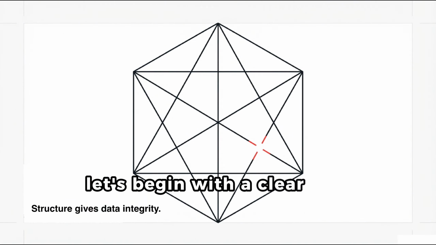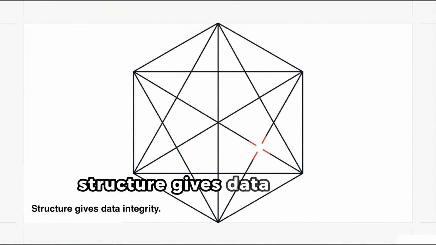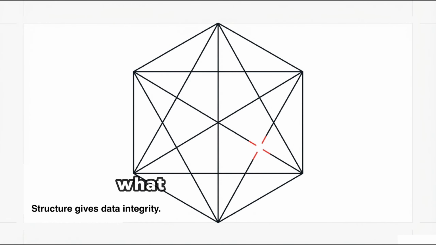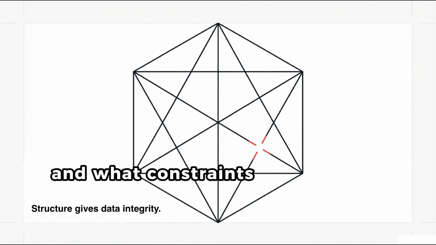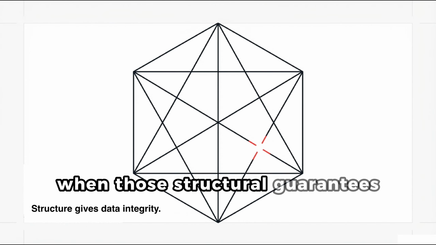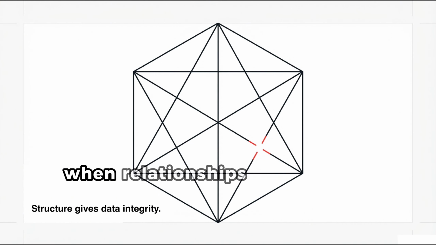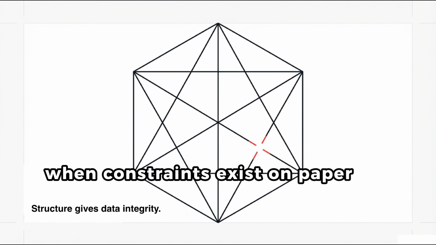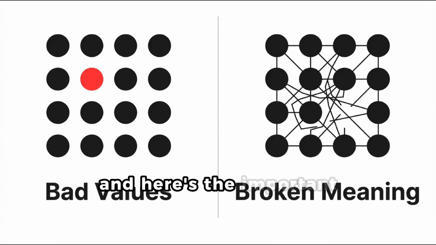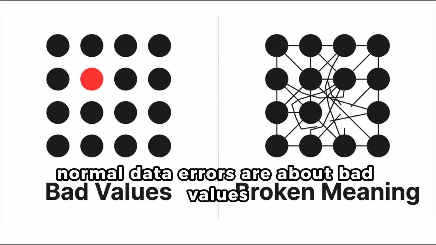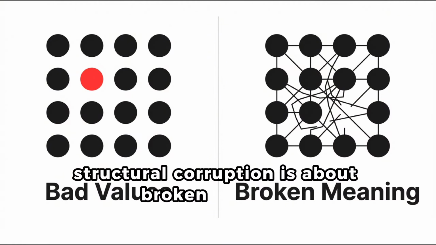Let's begin with a clear idea. Structure gives data integrity. It defines how records relate, what fields mean, what types they hold, and what constraints must always be true. Structural corruption happens when those structural guarantees are violated. When relationships point to the wrong entities, when keys no longer uniquely identify records, when constraints exist on paper but not in reality. And here's the important distinction. Normal data errors are about bad values. Structural corruption is about broken meaning.